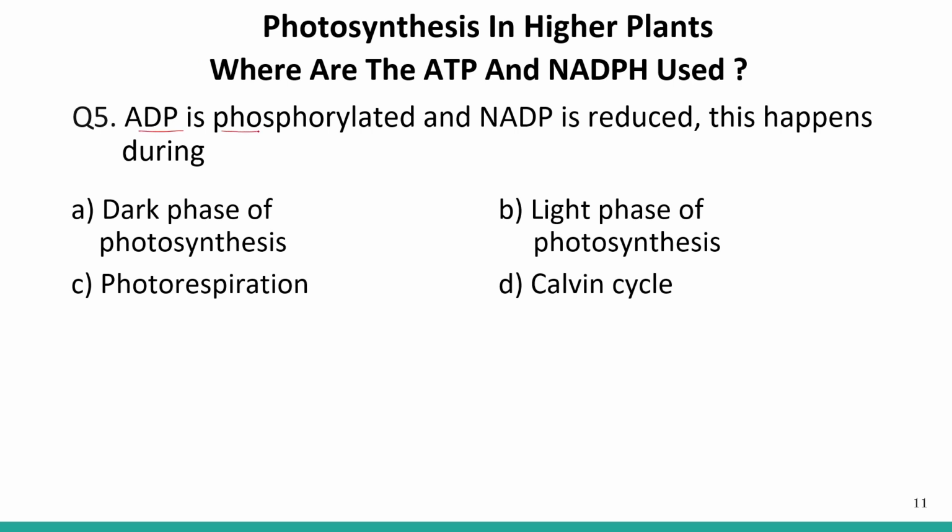ADP is phosphorylated and NADP is reduced. This happens during, okay, ADP is phosphorylated means formation of ATP, and NADP is reduced means formation of NADPH. So the options are: dark phase of photosynthesis. Not true. During the dark phase, what happens? Carbohydrate synthesis takes place.